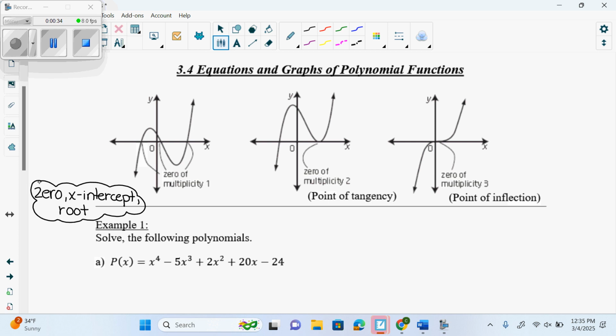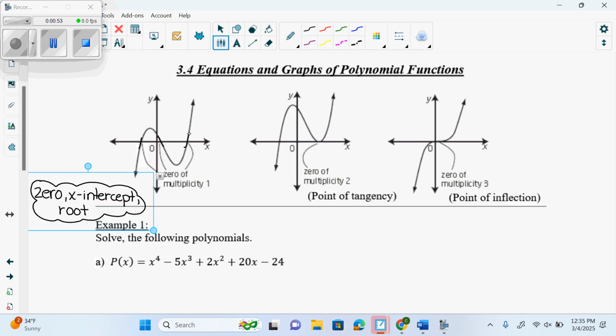So 0 of multiplicity 1 just means there's 1 there. Remember how yesterday we had that x minus 3 and we had 2 of them, so it was x minus 3 squared, and then at 3 it bounced, it did that tangent, see? That's how you get a multiplicity of 2. So here's multiplicity of 1, there's only 1 here. So go straight through, straight through, straight through.